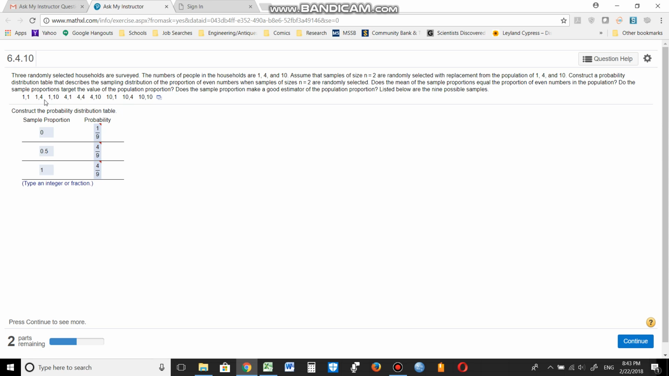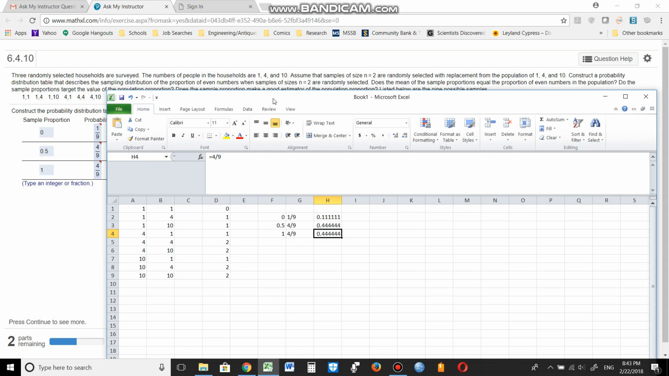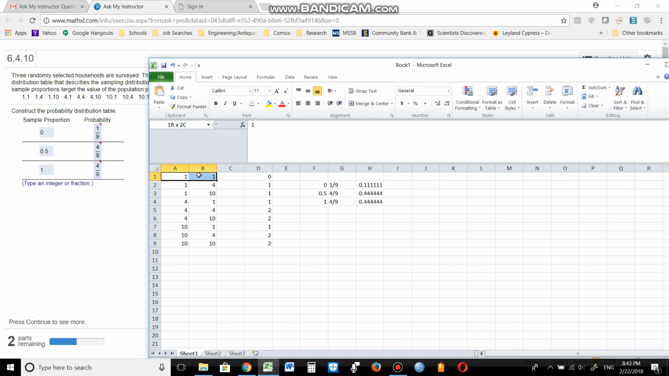As you can see here, they give me the groupings: 1, 1, 1, 4, 1, 10, 4, 1, 4, 4, 4, 10, etc. If I look at this in Excel, for the pair 1, 1, there are 0 even numbers. 1, 4, there's 1 even number. 1, 10, there's 1 even number. 4, 1, there's 1. 4, 4, there's 2. 4, 10, there's 2. 10, 1, there's 1. 10, 4, there's 2 even numbers. 10, 10, there's 2 even numbers.